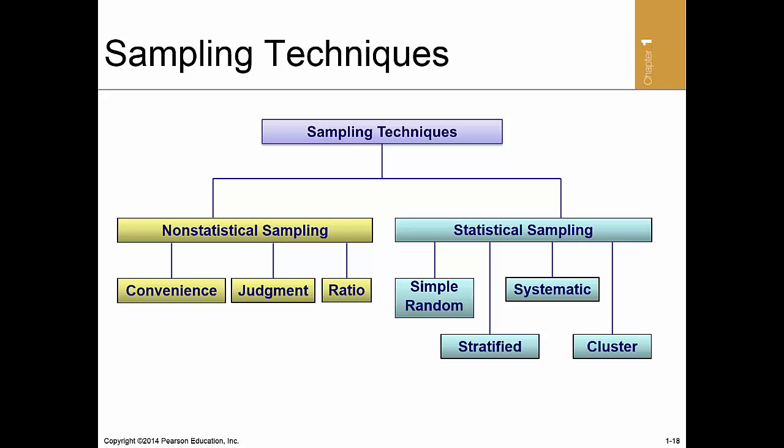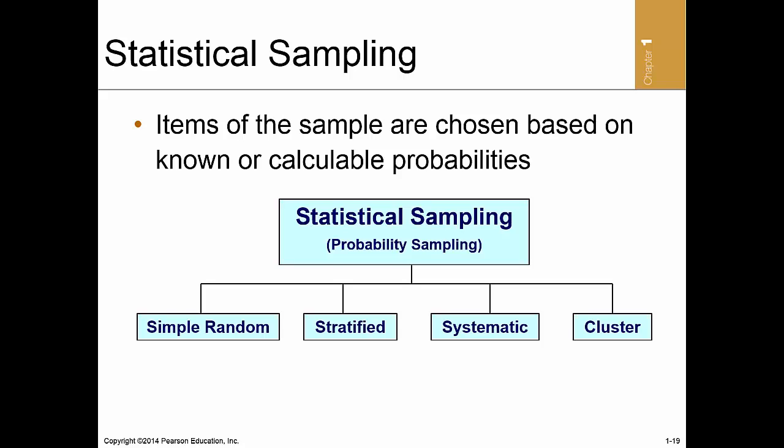Non-statistical sampling is non-chance related, and one of the most common methods used to sample is convenience sampling.